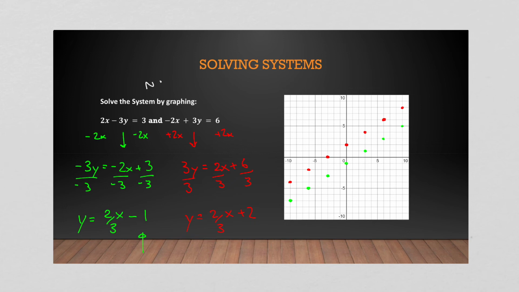So in this case, there is no solution. Okay, if you end up with two lines that have the same slope, but different y-intercepts, then you have two parallel lines, and they're never going to touch. No solution to that system of equations.